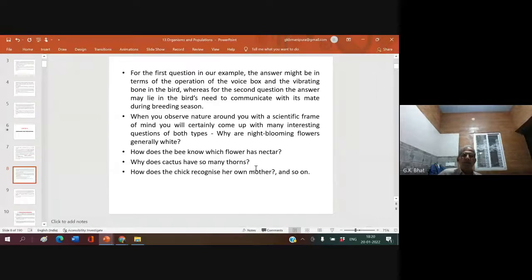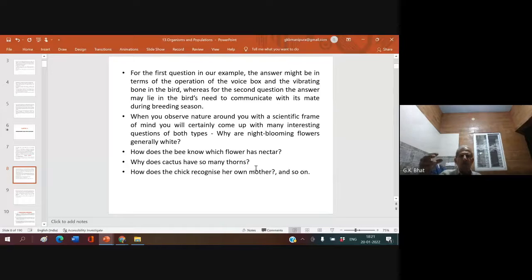There are many others. When you observe nature around you with a scientific frame of mind, from now onwards, you should see nature with a scientific frame of mind. You will certainly come up with many interesting questions of both types. Why are night blooming flowers generally white? How does the bee know which flower has nectar? Why does cactus have so many thorns? How does the chick recognize her own mother? And so on.